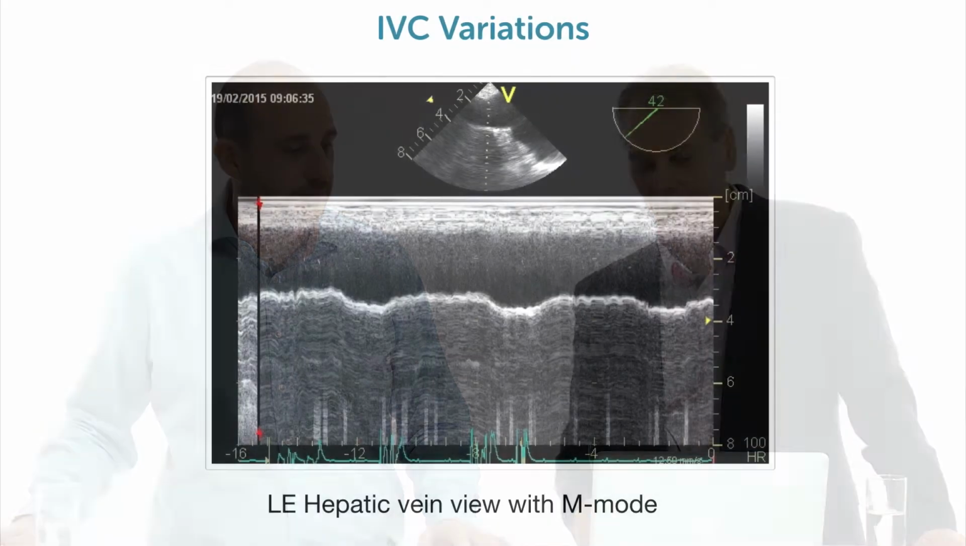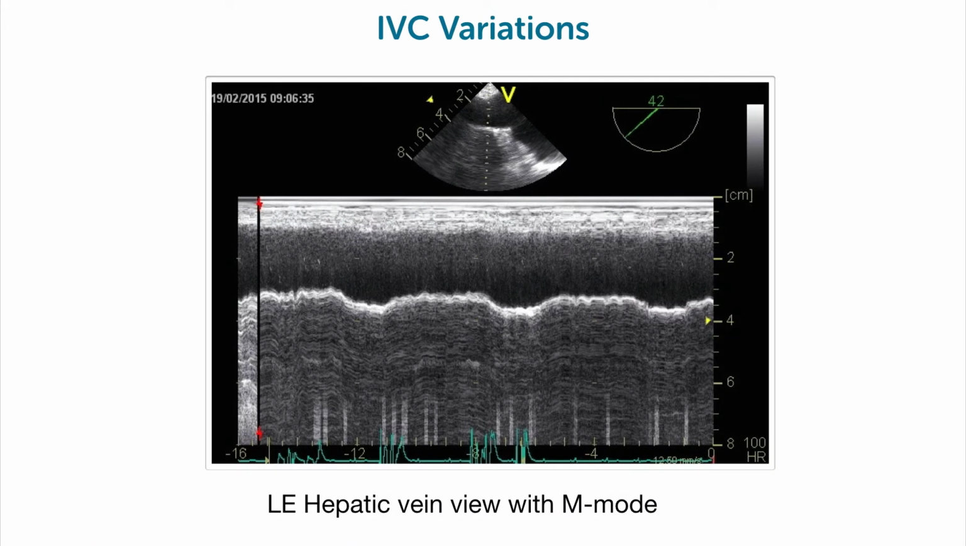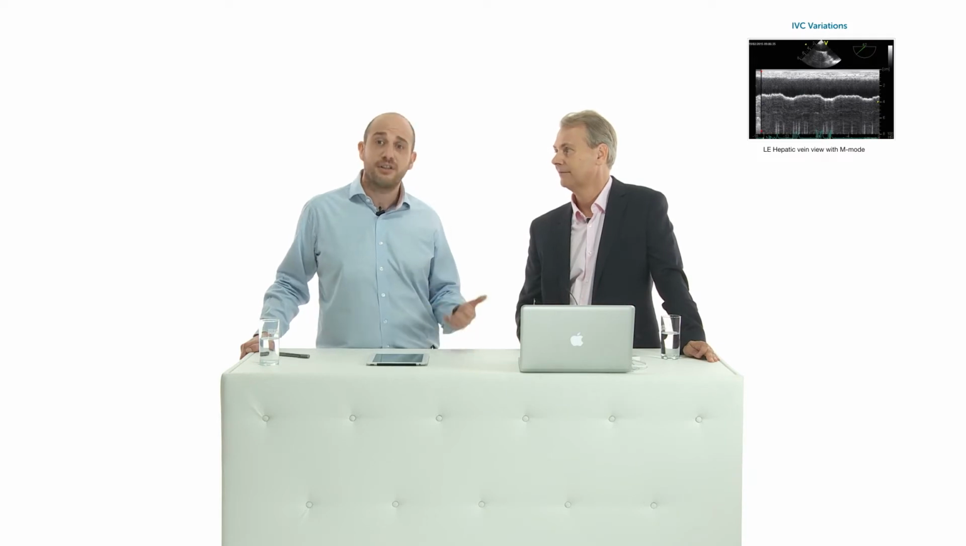But what do we see on this image now? When I look at this image, I see two different respiration situations. In the biggest diameter, I see the inspiration. In the smaller diameter, I see the expiration. But is this always this way? No, this is only for mechanically ventilated patients. In spontaneously breathing patients, it will be the reversal.